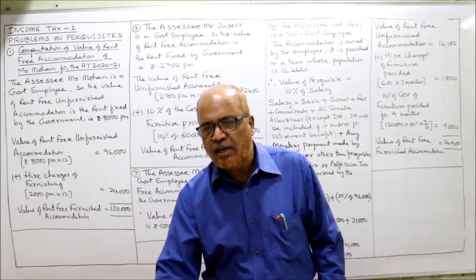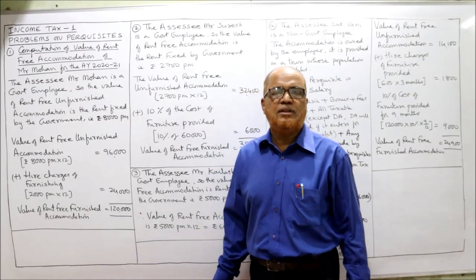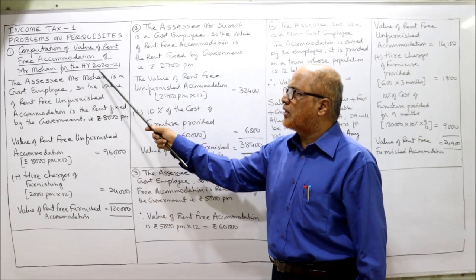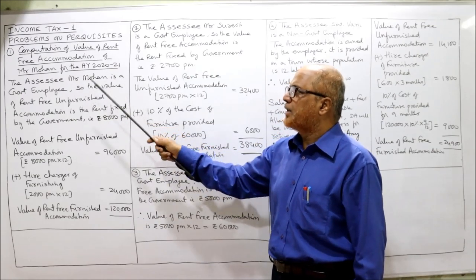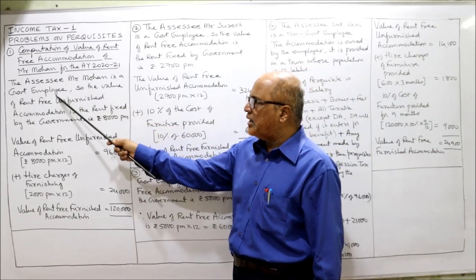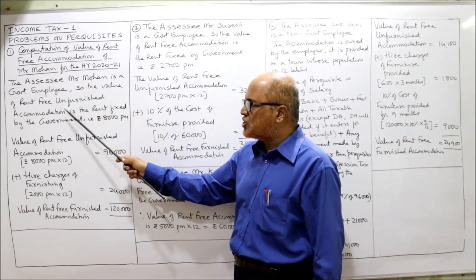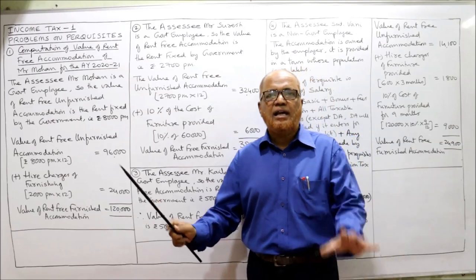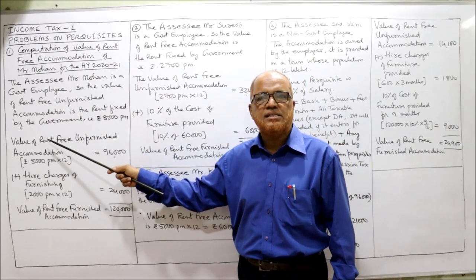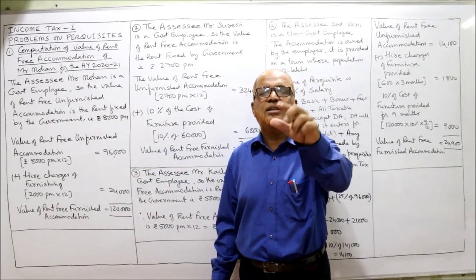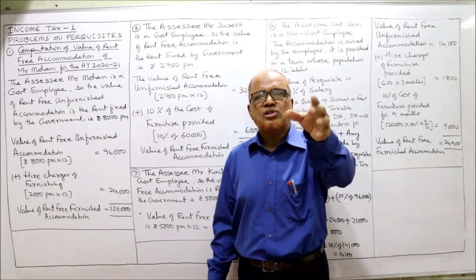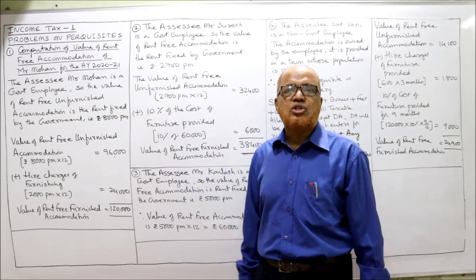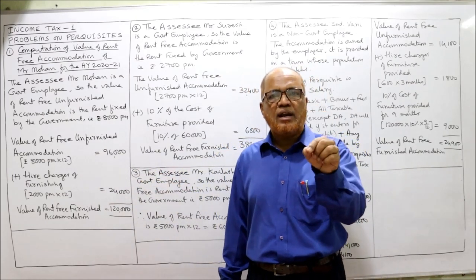That's it. So here I have given the presentation of this problem like this. Computation of value of rent-free accommodation of Mr. Mohan for the assessment year 2021. The assessee Mr. Mohan is a government employee, so the value of rent-free unfurnished accommodation is the rent fixed by the government, that is 8,000 per month. I have clearly written this sentence here, so you must write in the examination that the assessee is a government employee, so simply the rent fixed by the government is the value of accommodation. The value of rent-free unfurnished accommodation: first of all, you have to calculate the value of unfurnished accommodation.